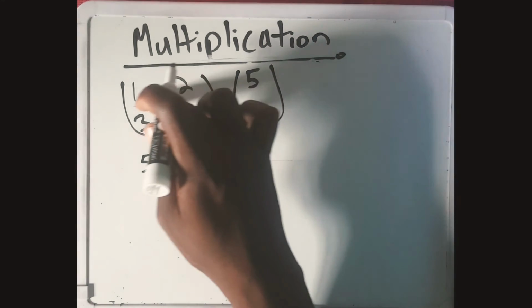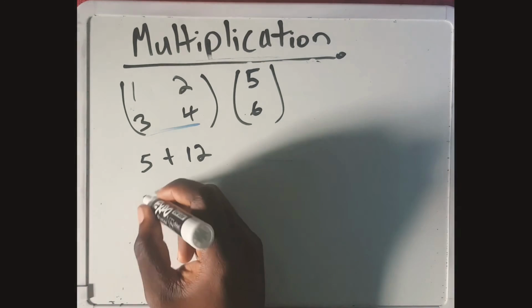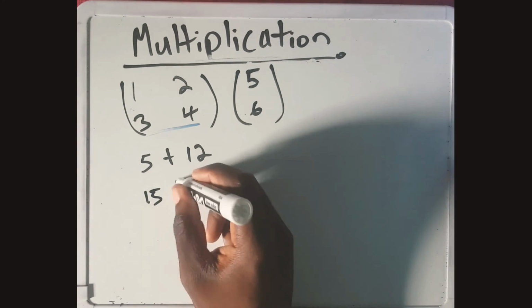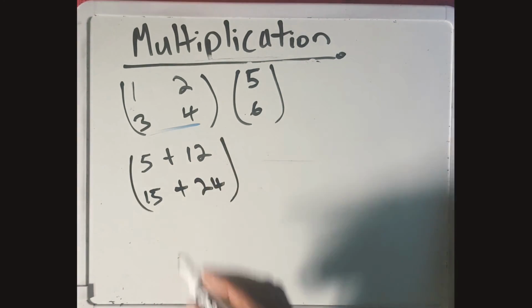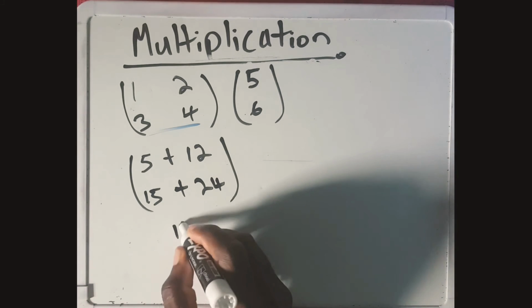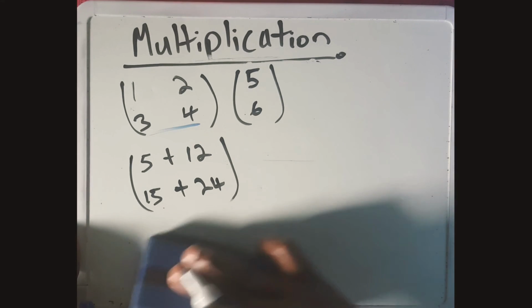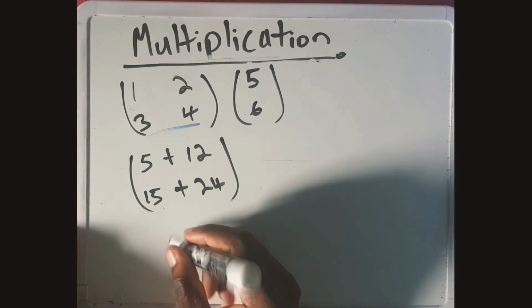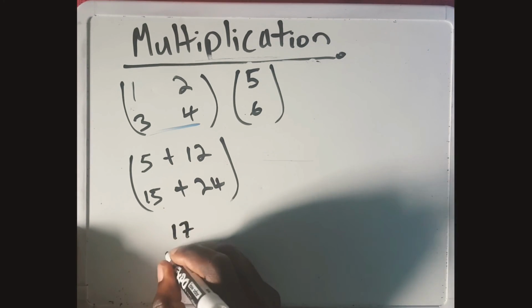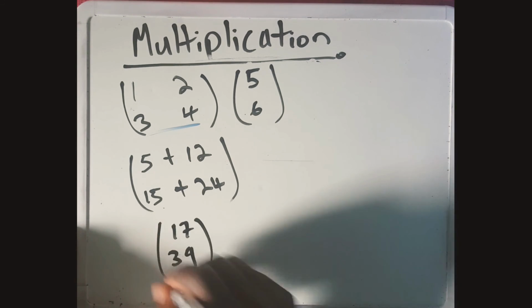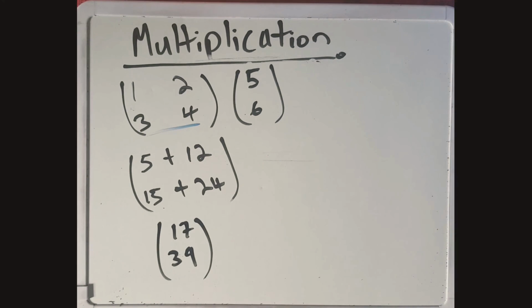Moving to our second row: 3 times 5, 15, plus 4 times 6, 24. And now when I add these, I have 17 and 39. Let me write this better. So 17 and 39. And this is what I get if I multiply these matrices.